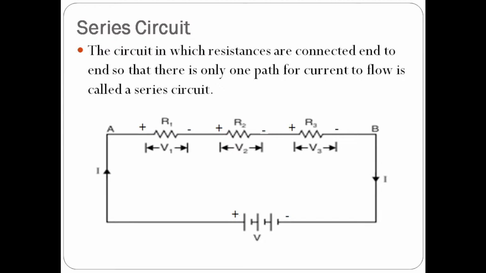This is the I. So it will flow like this. It will flow through this resistor. Same current will flow through R2. Same current will flow through R3. Okay. So current value will not change.